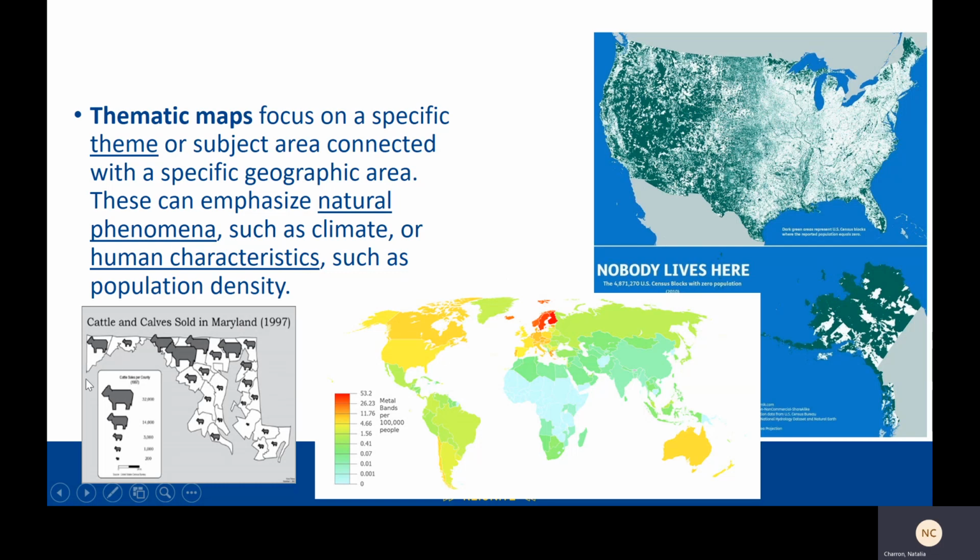Starting on the bottom over here, this is a thematic map that shows the number of cattle and calves sold in Maryland. So you wouldn't use this to find a location. You use this to find data about cows, if that's what you care about.